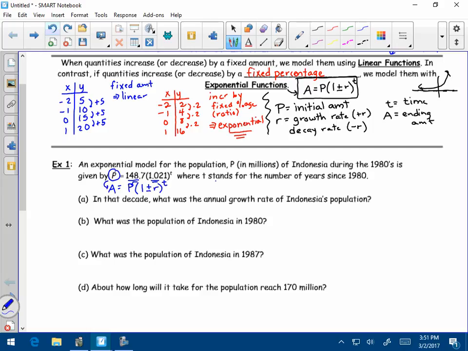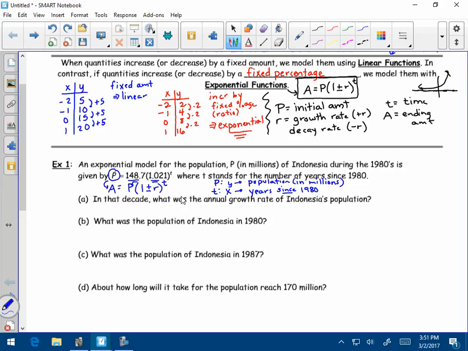So sometimes it helps to analyze this. What does P stand for? Well, first off, P is acting like your Y value. And that means the population in millions. And t is kind of acting like where x has normally been. What does t stand for? It's years, but it's more than just years. It's years since 1980. So that's going to be important in a second, because if t is 1, that means I'm talking about 1981. If t is 12, I'm talking about 1992, etc.